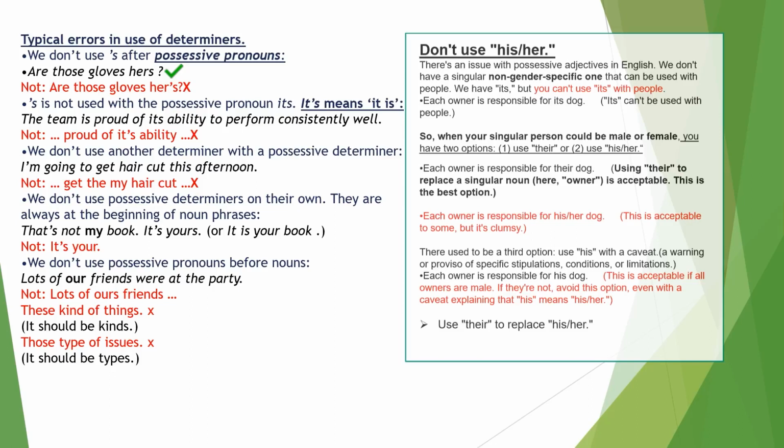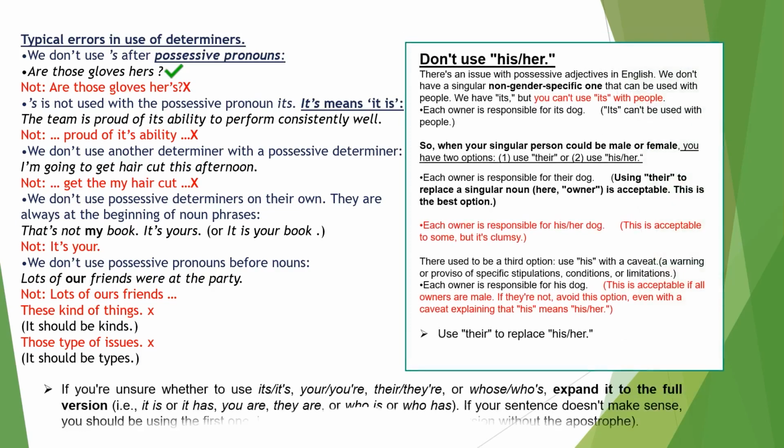There is a third option. Use his with a caveat, a warning or provision of specific stipulations, conditions, or limitations. Each owner is responsible for his dog. This is susceptible to all owners being male, if they are. If they are not, avoid this option, even with a caveat explaining that his means his or her. Use they to replace his or her.